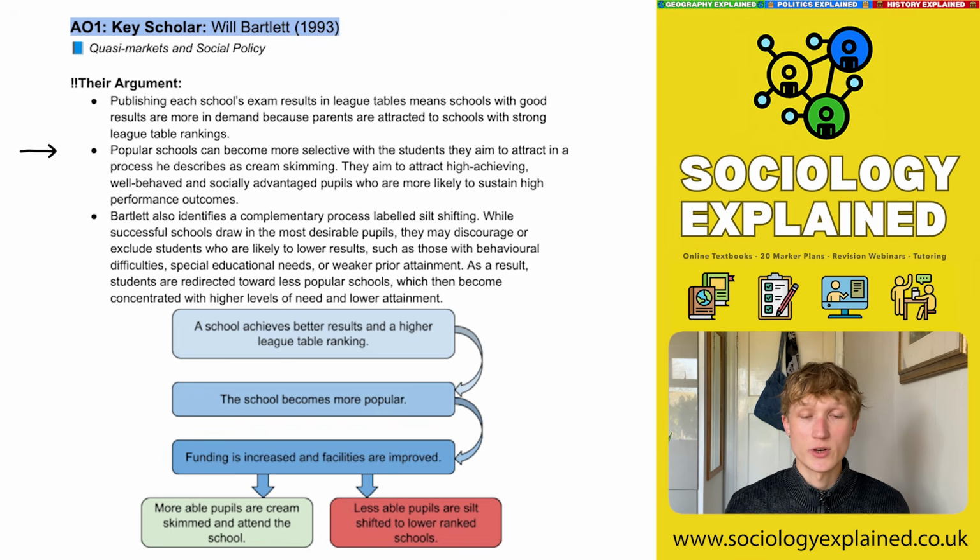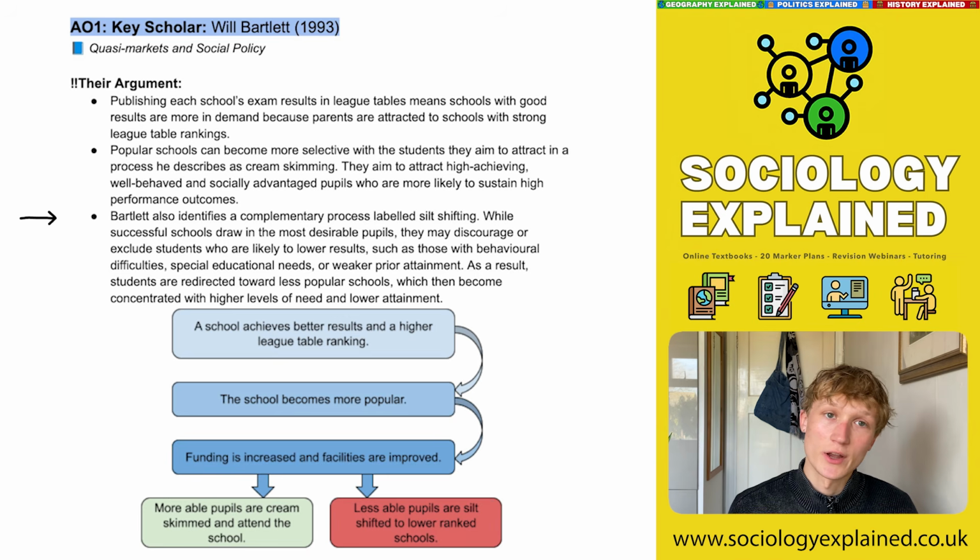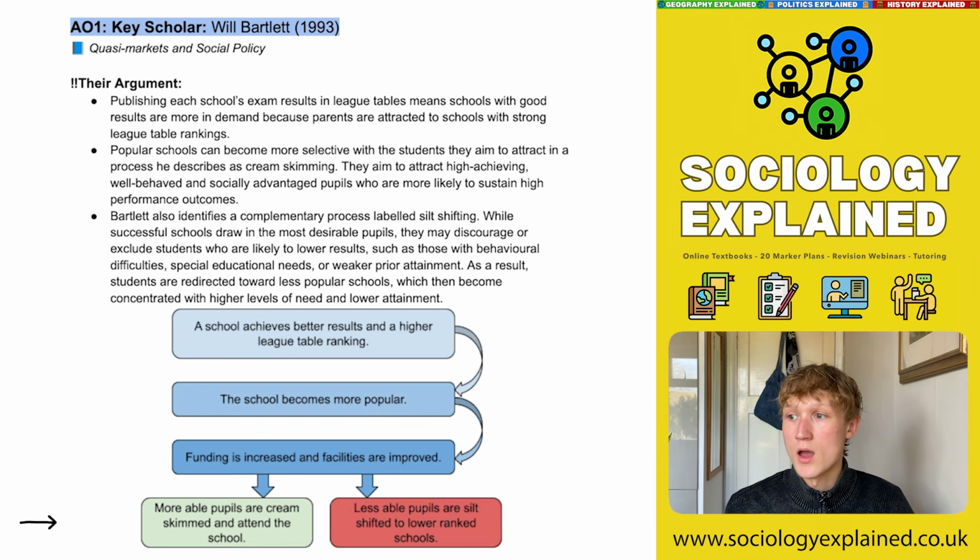The cream skimming part is where they're trying to take the best students in, students who they believe will be well behaved and have high progress and performance outcomes. These students will tend to be socially advantaged, middle class students. Whereas at the same time, they'll do what he calls silt shifting, which is where they try to discourage students who seem like they may have behavioural problems, students who may have special educational needs or weaker levels of attainment, and they will then be redirected to lower performing schools. So this obviously creates an ongoing pattern of achievement problems, and this will have clear class and probably racial and other dynamics to it.